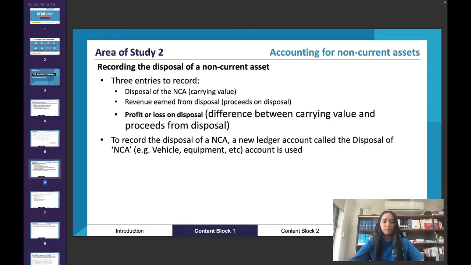And to record the disposal of a non-current asset, we need to open a new ledger account, and it's a temporary ledger account called Disposal of Non-Current Asset. And non-current asset is kind of like a filler. So if we're disposing of a van, the account would be called Disposal of Van. If we were disposing of a laptop or a computer, it would say Disposal of Computer, etc.